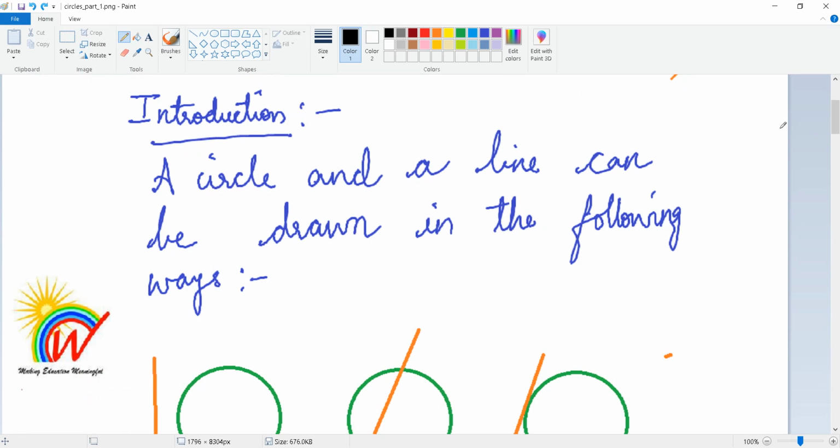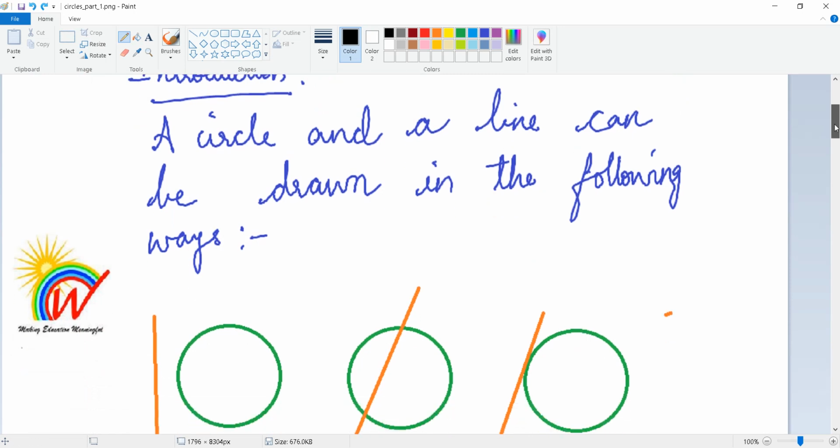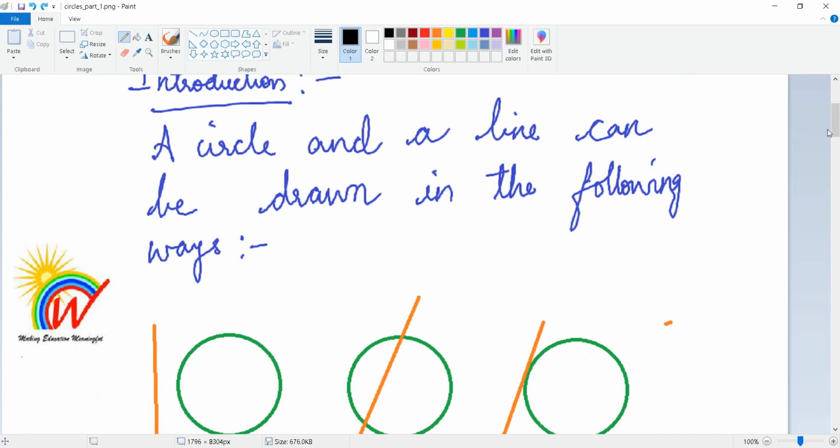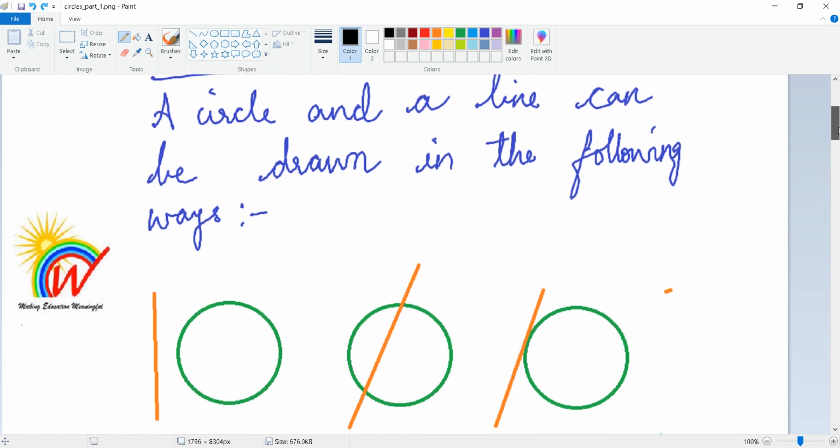So you all know what a circle is, right? When we give a name to a circle, we name it with the center. If we say circle O, it means O is the center of the circle. And we also know that we have to mention the radius of a circle. Now we are going to learn a new line which is called a tangent. So we'll see what a tangent is.